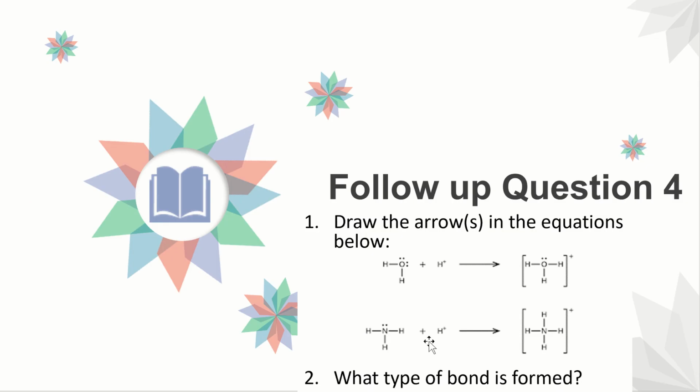So this leads us to our follow-up question 4. Please draw the arrows in the equations below and also tell me what type of bond is formed. So have those responses ready for when next we meet.